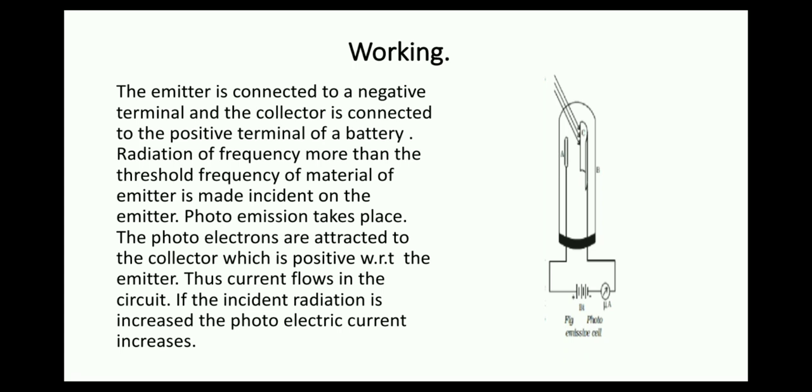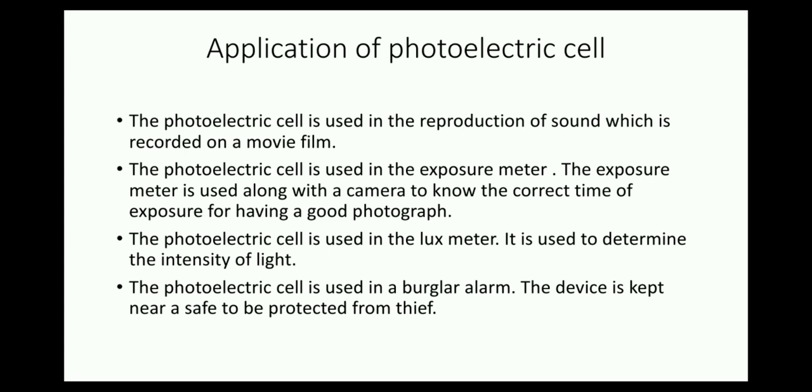If the incident radiation is increased, the photoelectric current also increases. Now there are certain applications of a photoelectric cell. The photoelectric cell is used in the reproduction of sound which is recorded on a movie film. The photoelectric cell is used in the exposure meter. The exposure meter is used along with the camera to know the correct time of the exposure for having a good photograph. Like in today's cameras, we see there are photoelectric cells and we have an external exposure meter which can be kept on DSLR cameras.